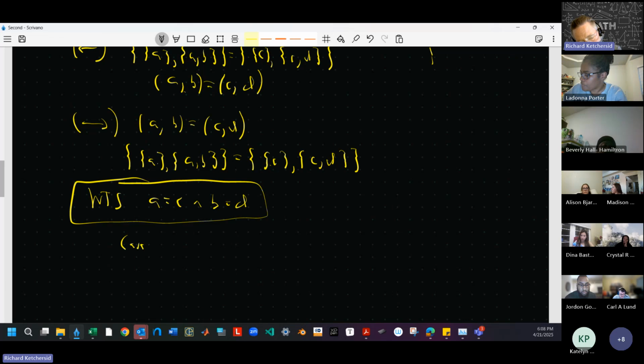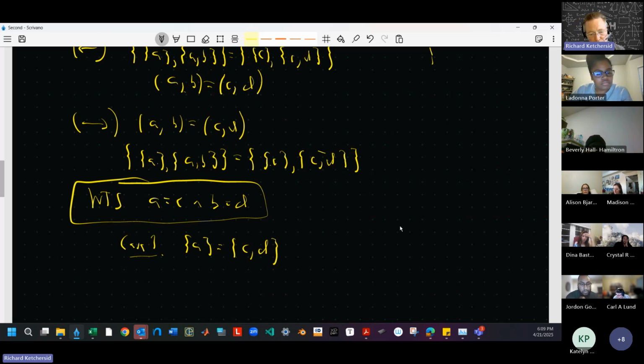So case one is that A has to either be singleton C or it has to be singleton CD, right? It's got to be one of those two things. So let's first assume that it's a singleton. Let's say that singleton A is actually CD.